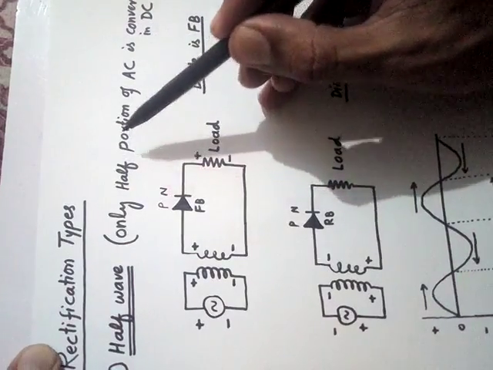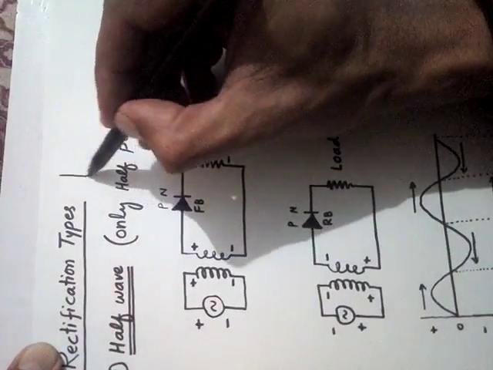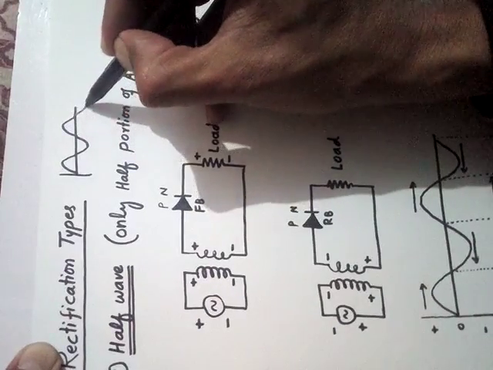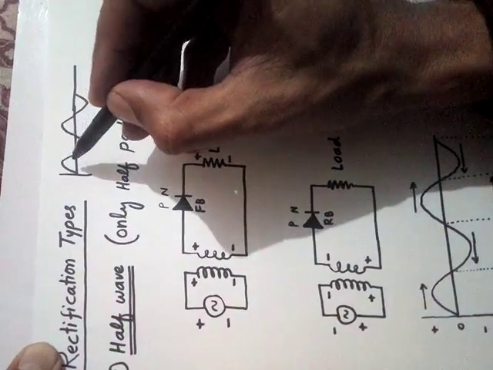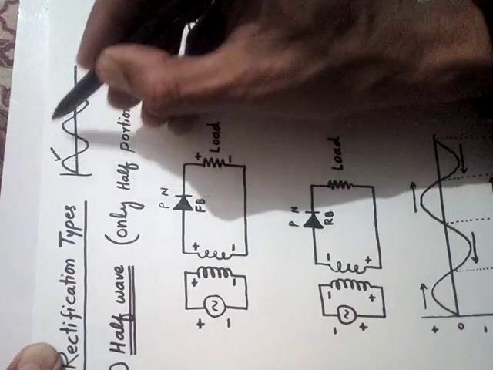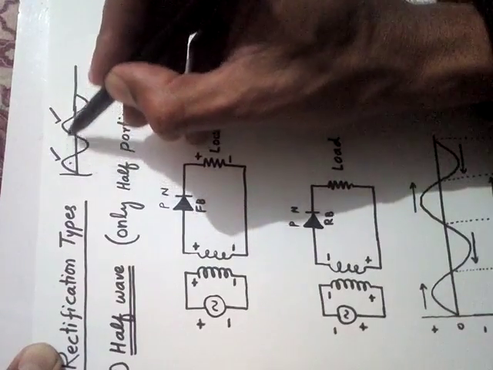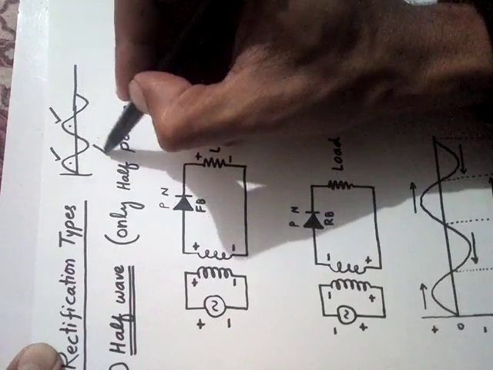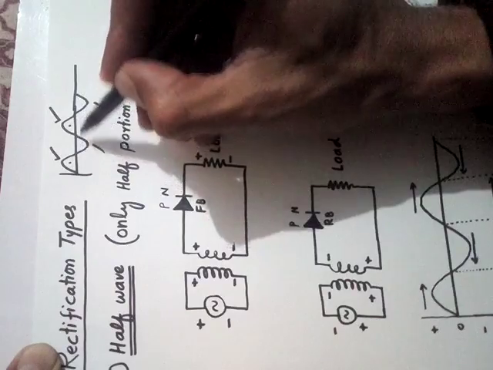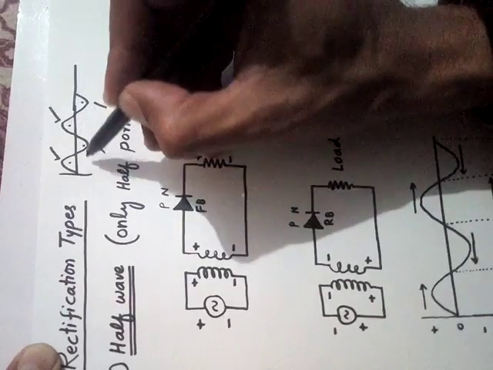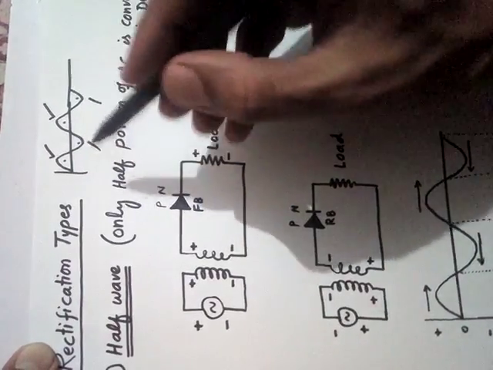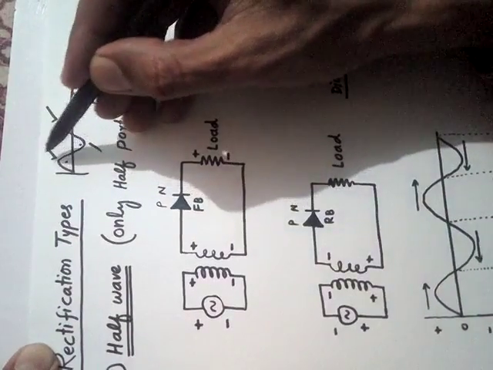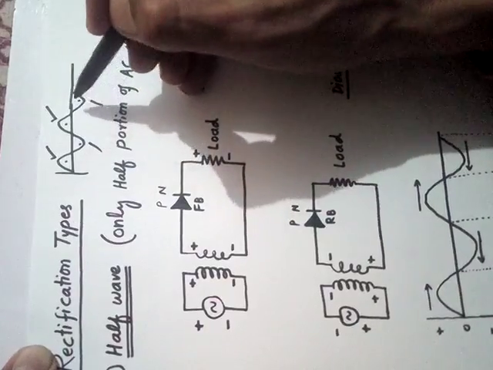What do you mean by half portion? Half portion means we know that this is the graph of alternating current, positive, negative, and so on. Half portion means either we convert these positive top half cycles into DC, or we may convert these bottom or negative half cycles of the AC into DC. This is what we mean by only half portion. Half portion means either upper portion or lower portion.